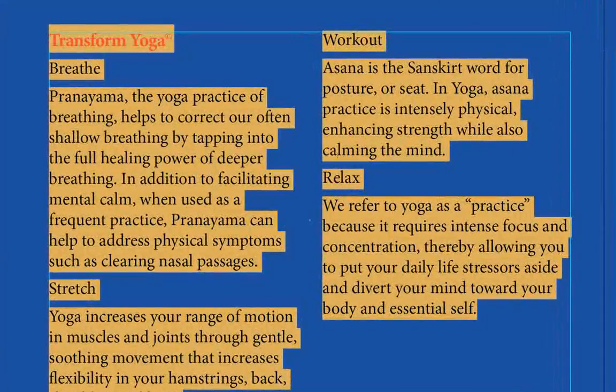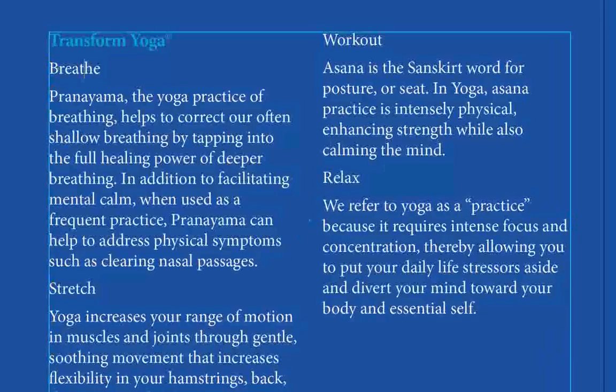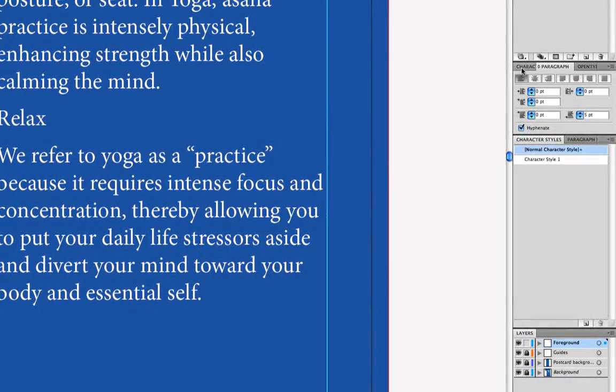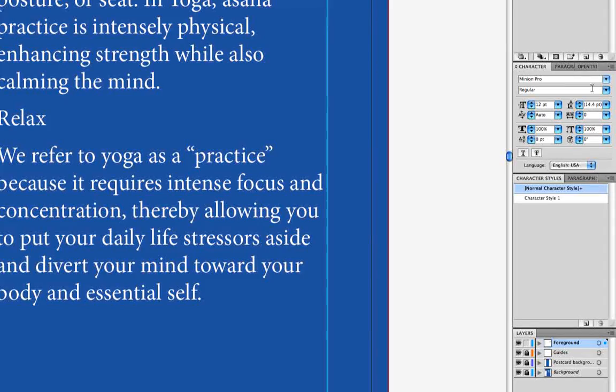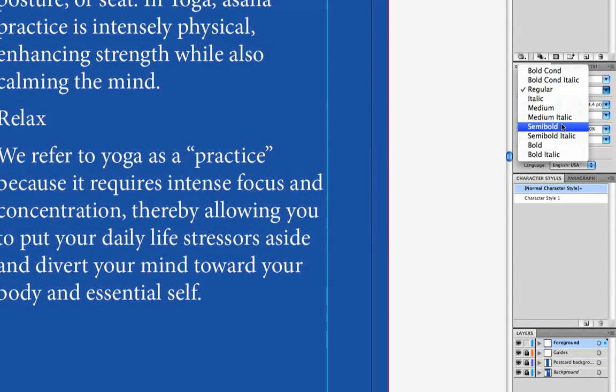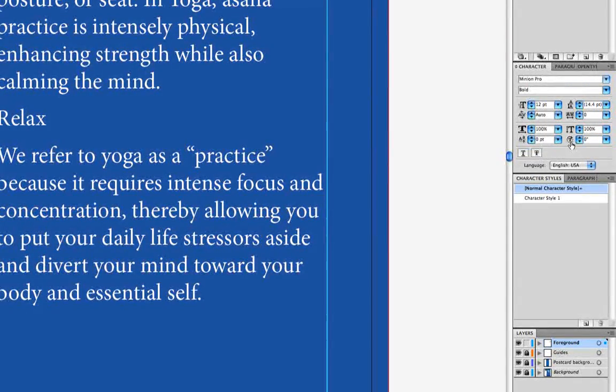We're going to go ahead and just highlight the word breathe, and we're going to make breathe a subhead. So we'll highlight the word breathe there, and come over here to the character panel, and let's change it to Minion Pro Bold. So we'll do that, change it to bold. And then we're going to go up to the swatches panel, and we'll go ahead and color that subhead mustard.